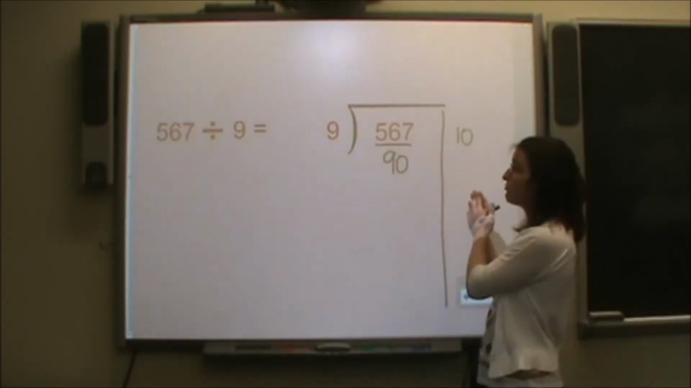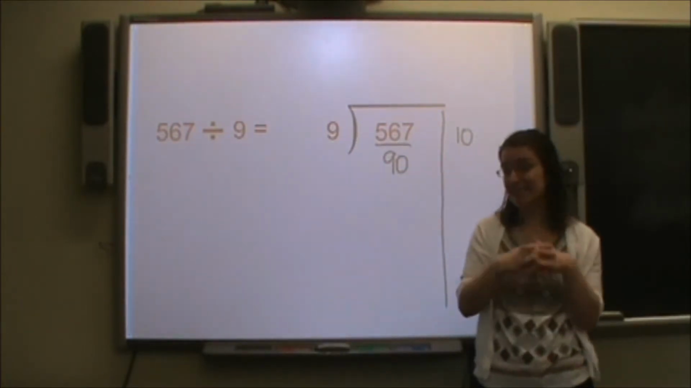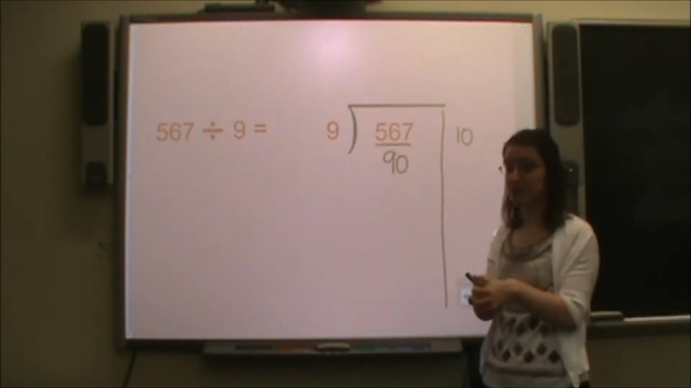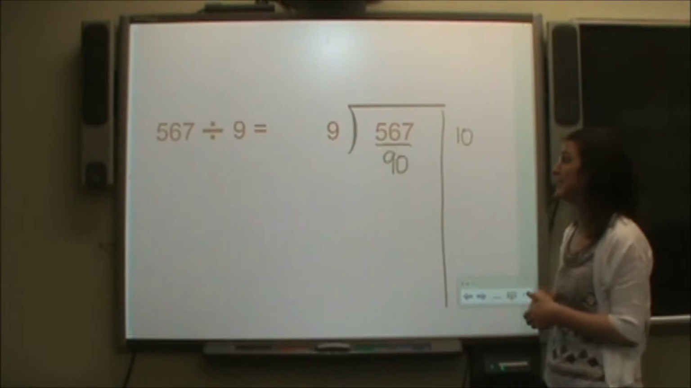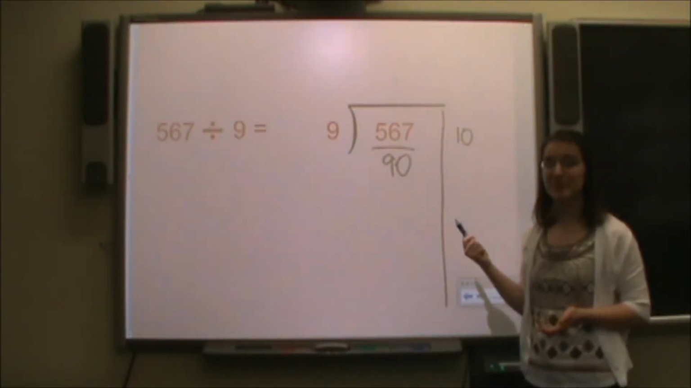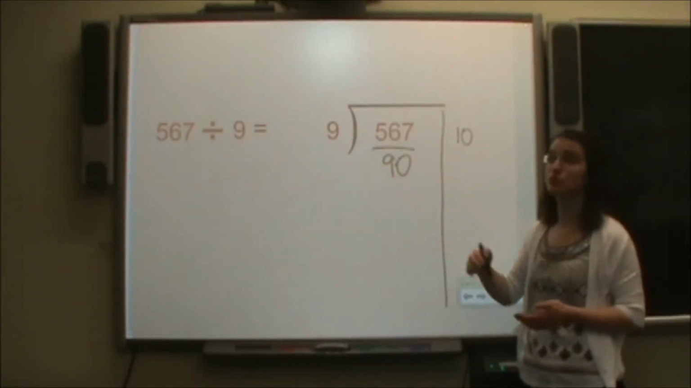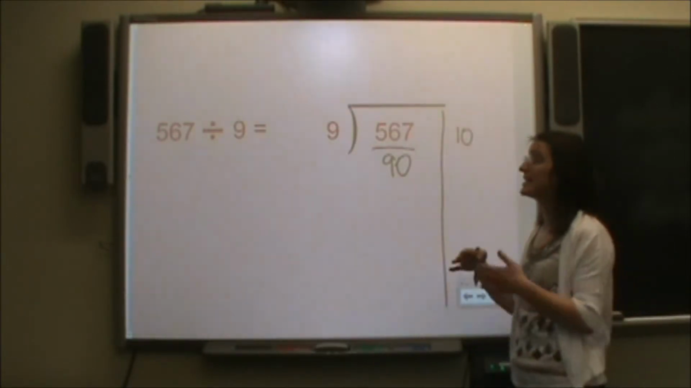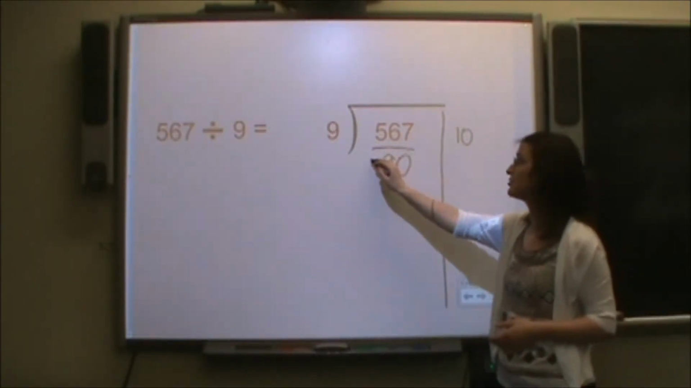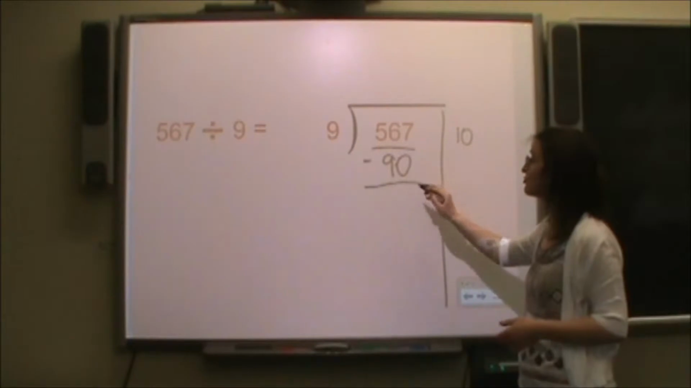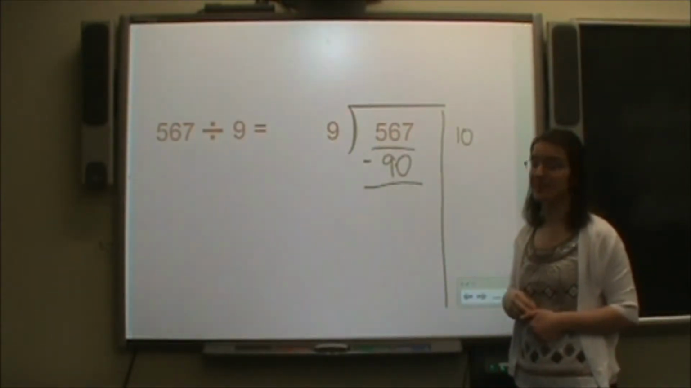So far I know that I can get at least 10 groups, 10 equal groups from 567. When we have 10 groups of 9, that's 90. So far I have separated 90 out of the 567. So I have to subtract that from my dividend so far.